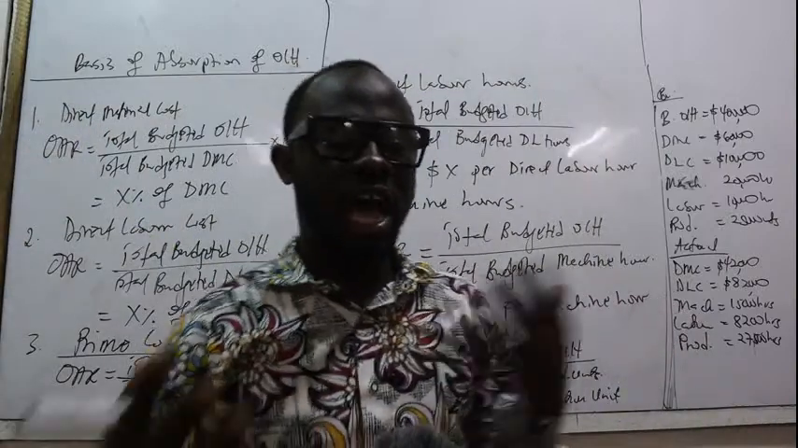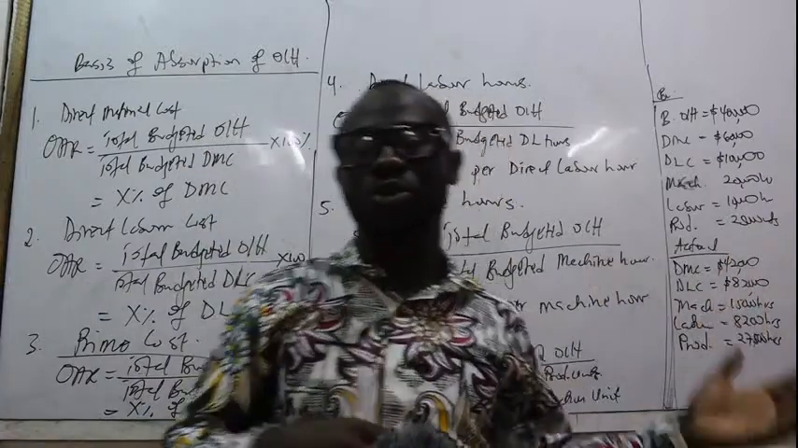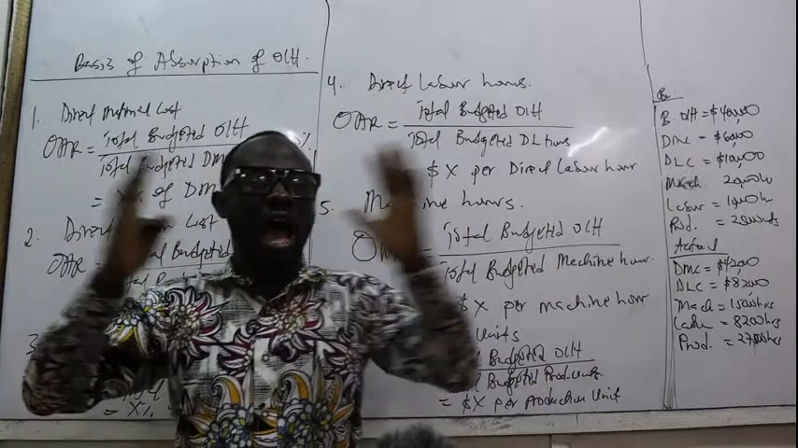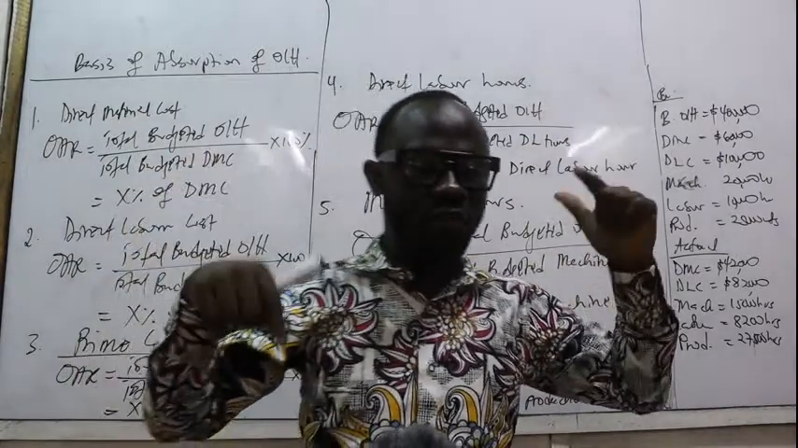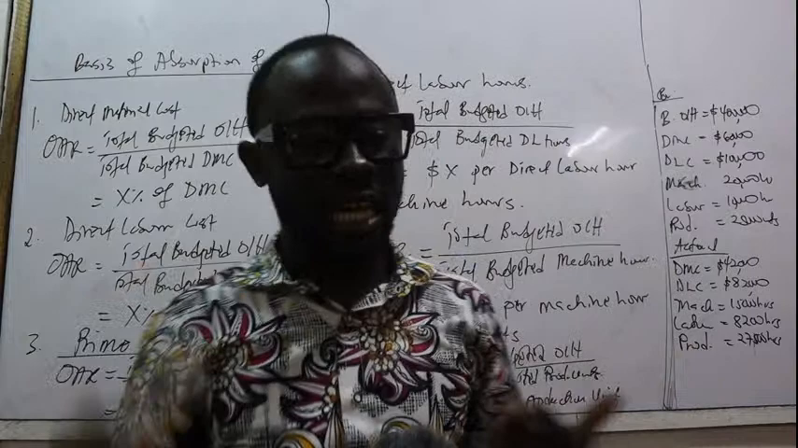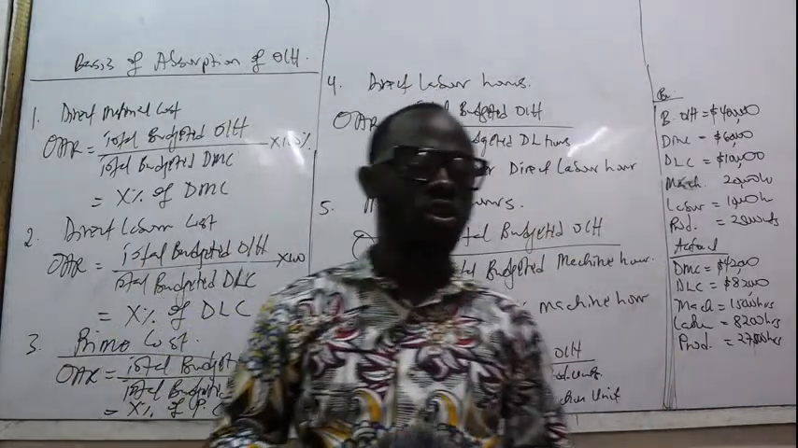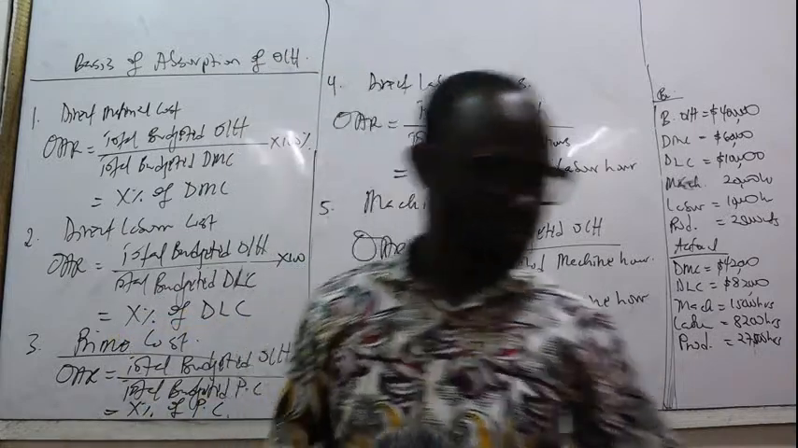So these are the motivating factors as to which one must be used and when it can be used. So it all depends on how the company is structured. So Patience, I hope I have answered your question on the factors that motivate which of the 6 bases can be used in order to calculate the overhead absorption rate.